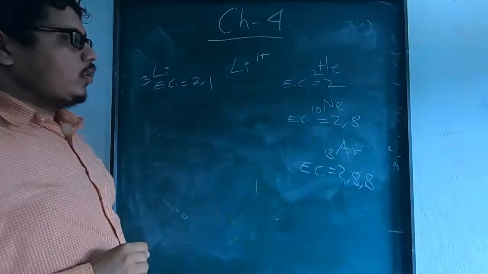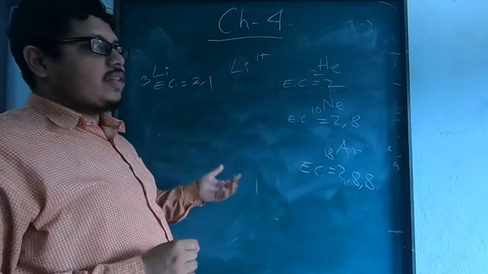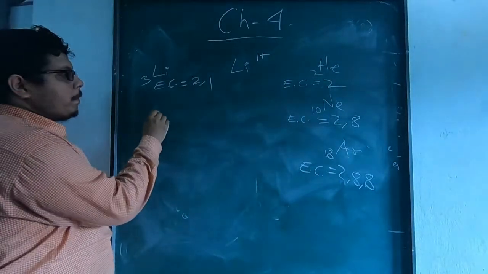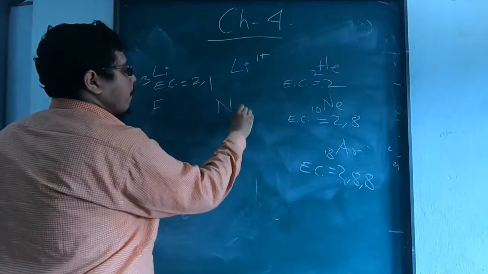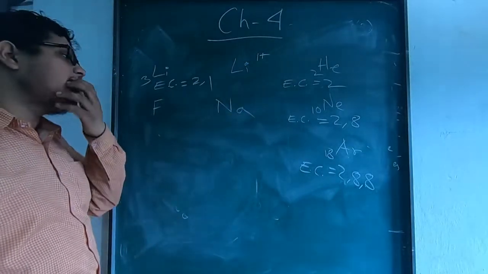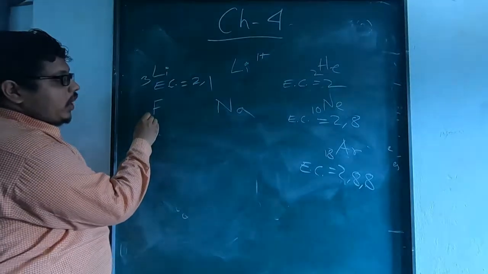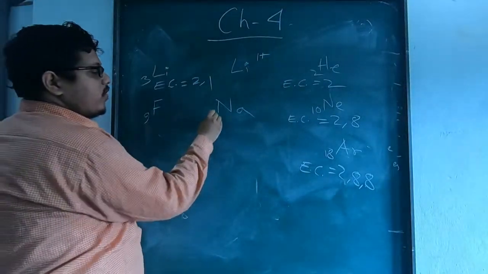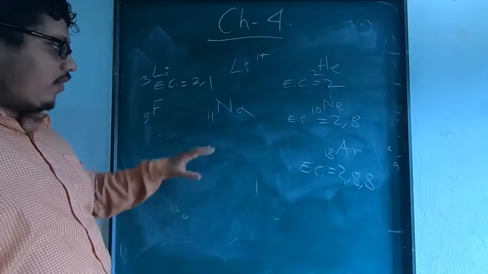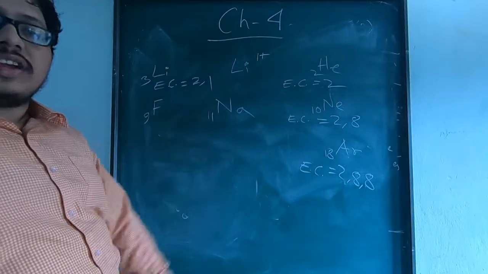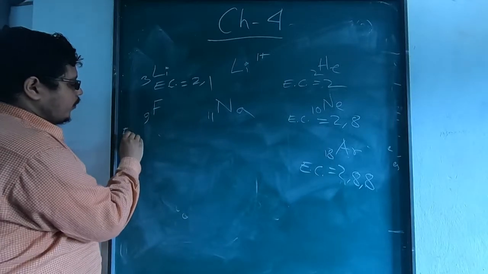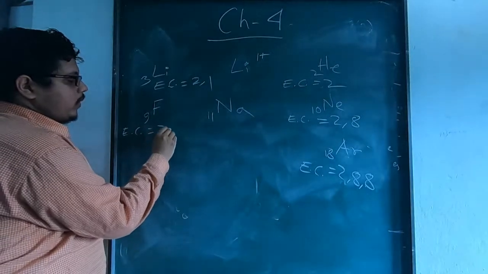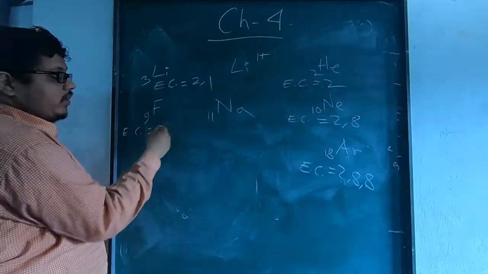See, neon is 2,8, and we can think of other elements which are close to neon. For example, we can think of fluorine and sodium. Okay, fluorine and sodium. Fluorine is having how much atomic number? 9. Sodium is having 11. If I don't draw and just do the electronic configuration, you must understand by now that the first shell will have 2, then how many more are left for the next shell?